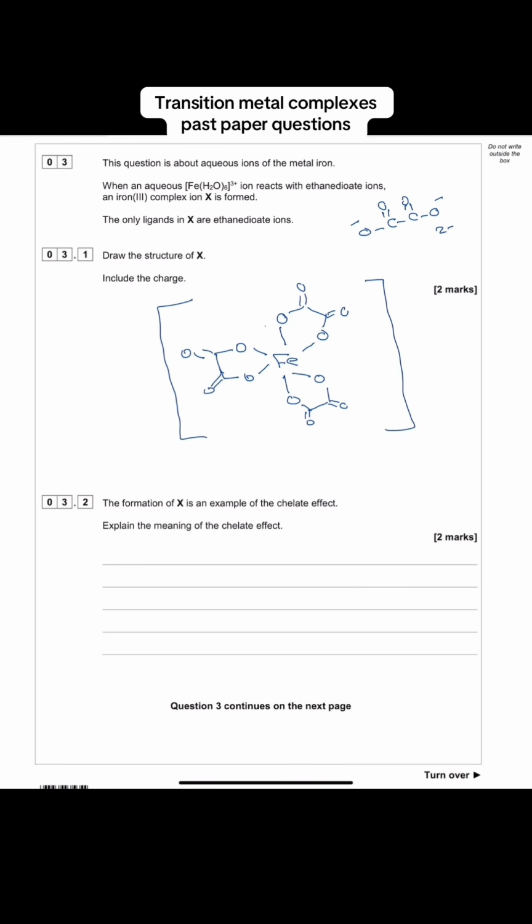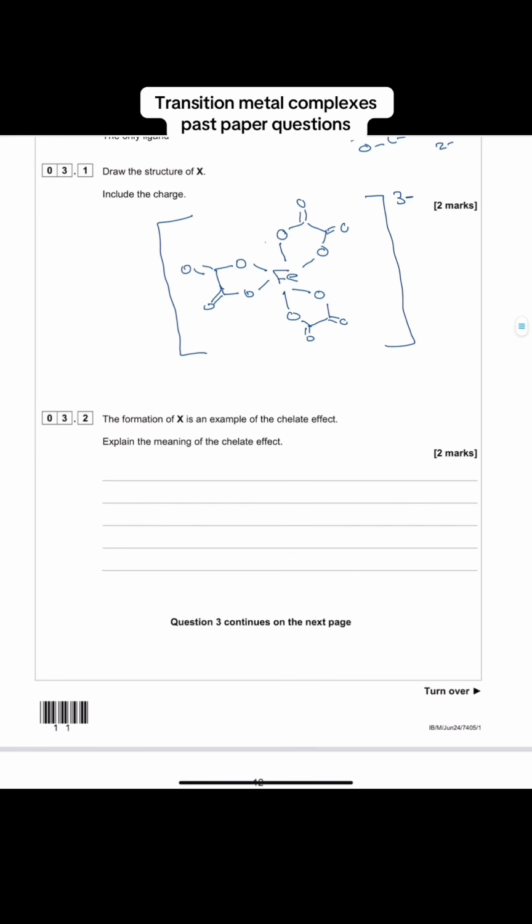So the iron itself is 3 plus, and we have three molecules of the ethanedioate, which are each 2 minus. So in total, it's 6 minus. So the total charge of this complex is 3 minus. The formation of X is an example of the chelate effect. Explain the meaning of chelate effect.